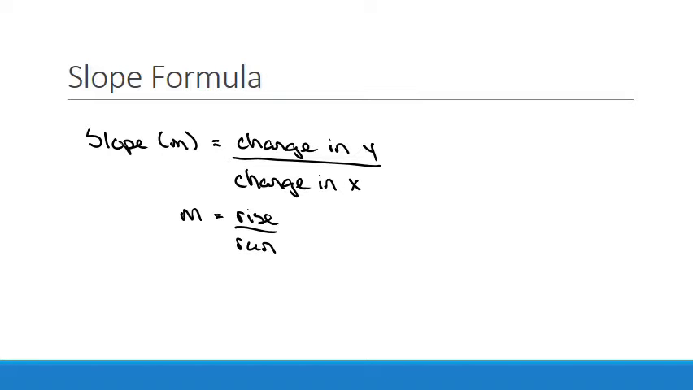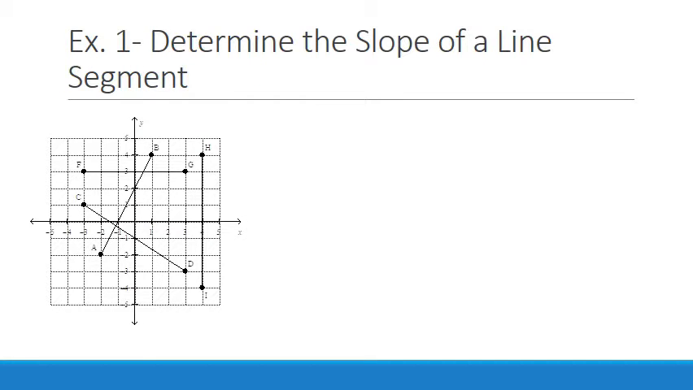Let's look at the slope formula. So slope, or m, is equal to the change in y over the change in x. Typically, we write it like this, where m equals rise over run. So by rise, we mean the change in y, and by run, we mean change in x. Let's look at how to use this slope formula.